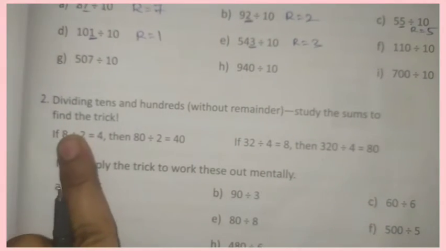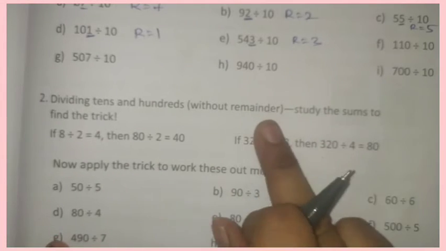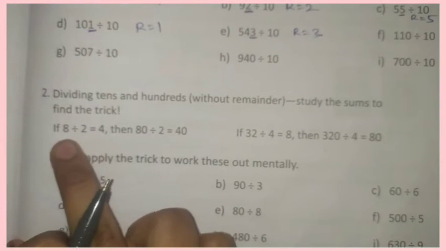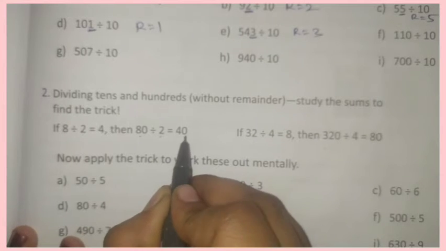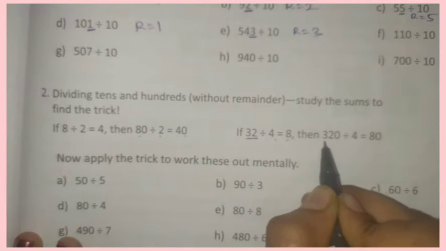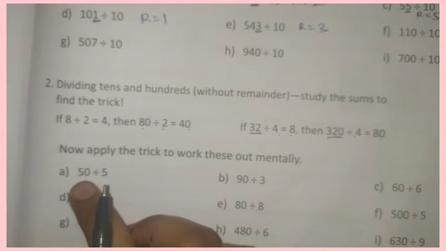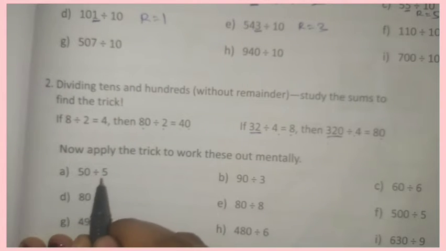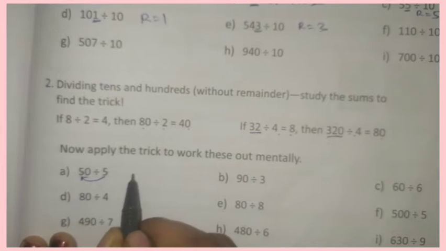Okay, now look at second trick, dividing tens and hundreds. Study this without remainder. Study the sums to find the trick. If 8 divided by 2 equals 4, then 80 divided by 2 equals 40. If 32 divided by 4 equals 8, then 320 divided by 4 equals 80. Look here. Now apply the trick to work this out mentally. 50 divided by 5 is given. So first we will divide these two. 5 divided by 5 means we will get 1.